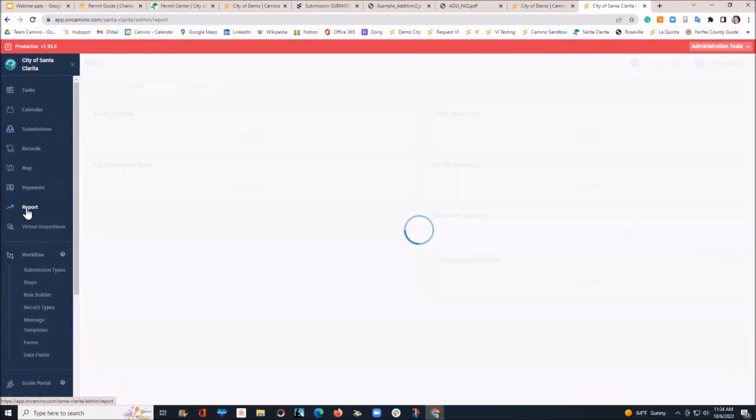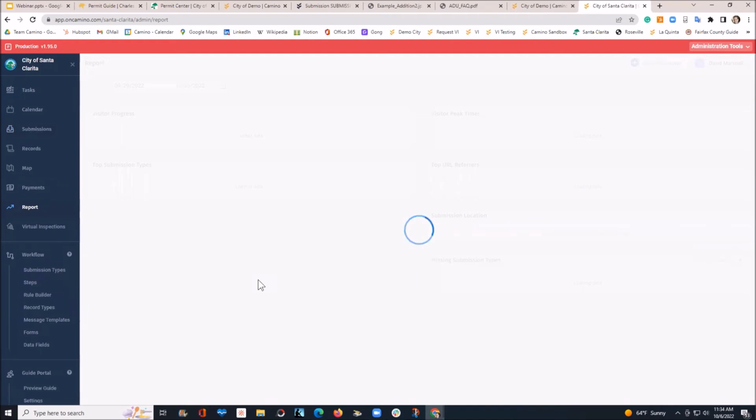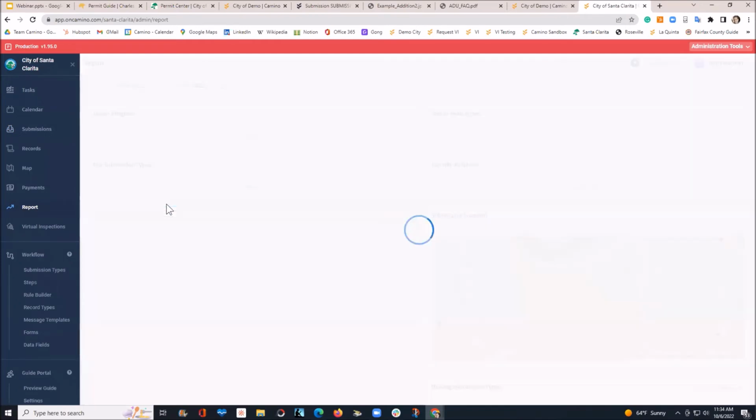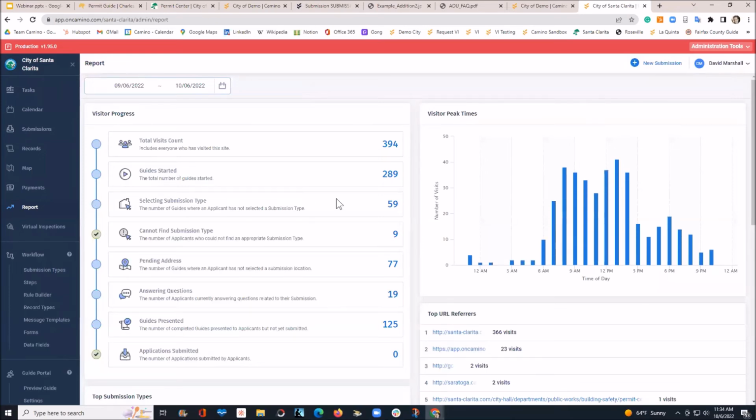Lastly, I wanted to share a report, and this report is on the usage of the system. This is actually the city of Santa Clarita's report. They have about 200,000 people there. And you can see that over the last month, they've had 394 people come to their guide, 289 started a guide, and 125 completed a guide, right? In between there, we have different steps where people were waiting for an address or whatever else.